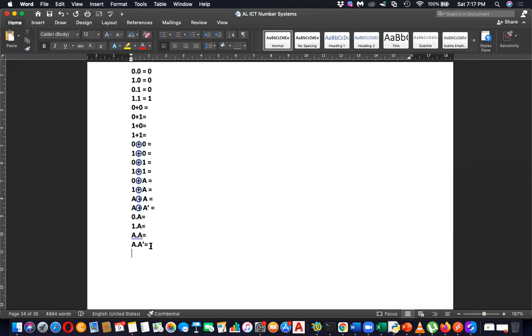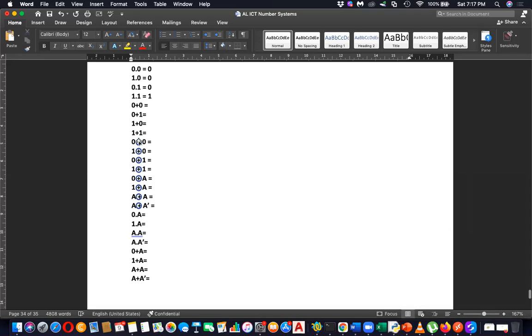Please write. Then next one is 0 or A, 1 or A, and A or not A. Okay, now 0, 1 and this one, A. Then A not. Please fill this for the AND gate, OR gate, XOR gate, NOT gate. If anything is not clear, please ask me. If anything is not clear, you can ask.